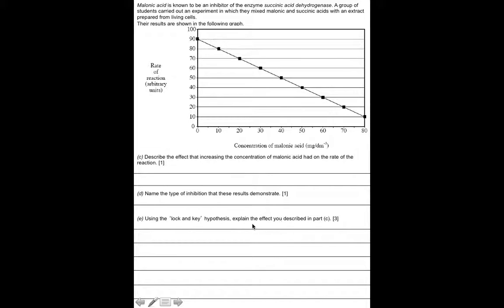Explain the effect on this. Well, again, same thing, talking about competitive inhibitors. It's a similar shape to the substrate, therefore it can bind to the active site, and when it is binding to the active site, then the substrate cannot bind to the active site either. So we know that it's competitive because we see that when the concentration of inhibitor is higher, for the same concentration of substrate, then we get a greater decrease in the rate of reaction.